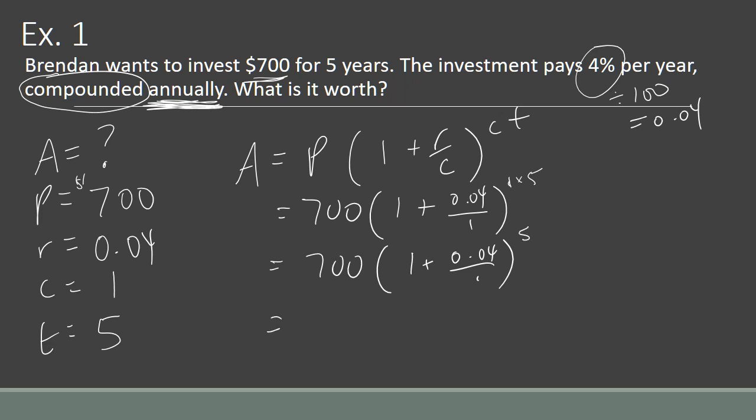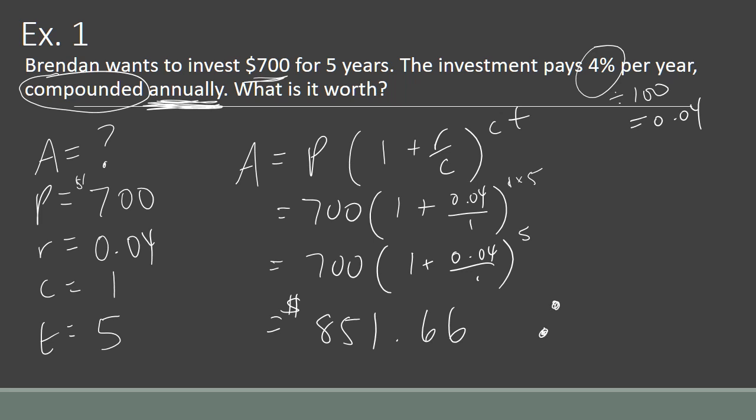Enter that in your calculator just like you see it, brackets and all. So 700, open bracket, 1 plus 0.04 divided by 1, close bracket, exponent button, 5. Since it's money, remember, go to 2 decimal places. Even if I don't tell you, money is always 2 decimal places. You should get $851.66.